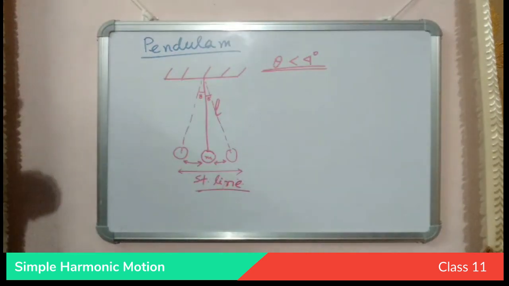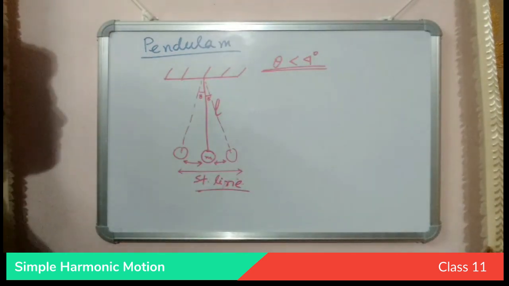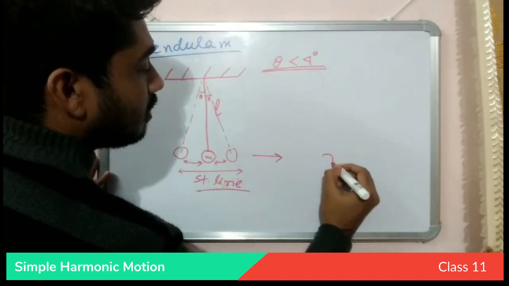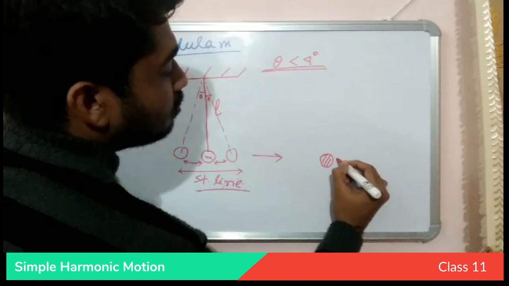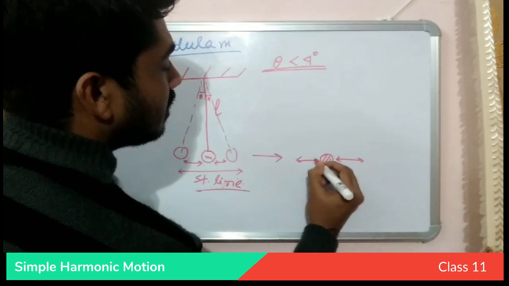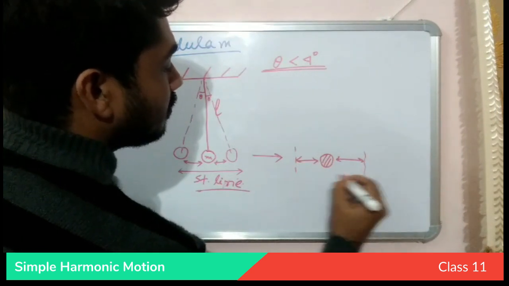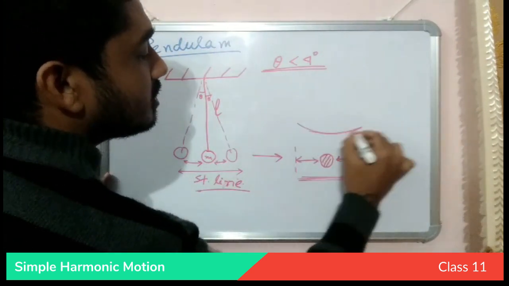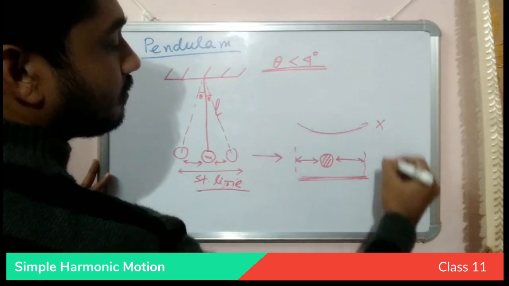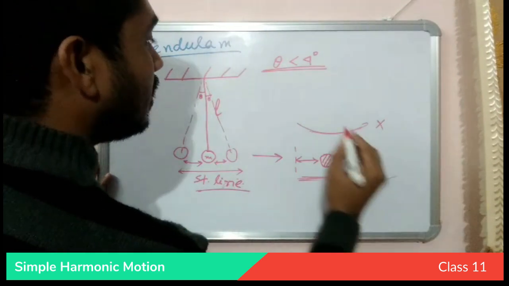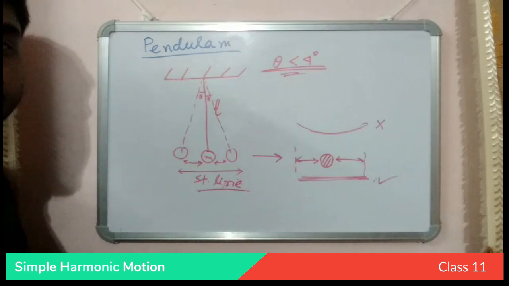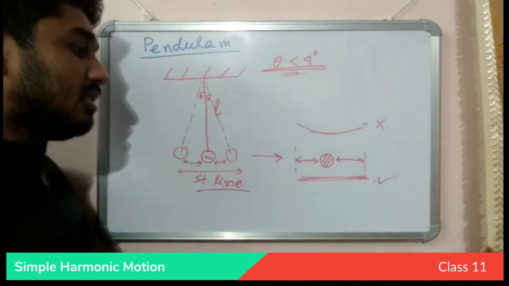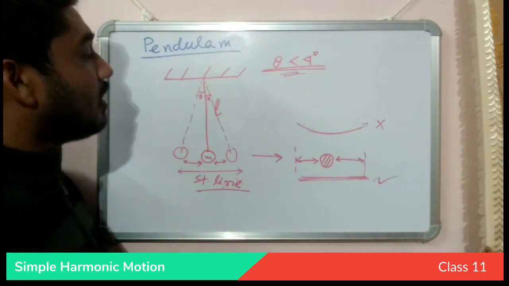Okay, so in this case we will consider the bob, or metallic bob, moving to and fro in a straight line like this. Okay, like this, in a straight line, not like this. If theta is less than 4 degrees, this will reduce our labor in understanding this pendulum problem.